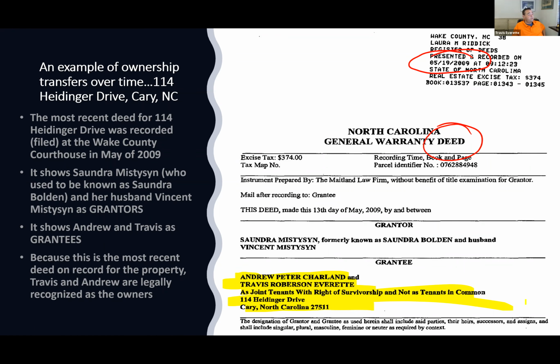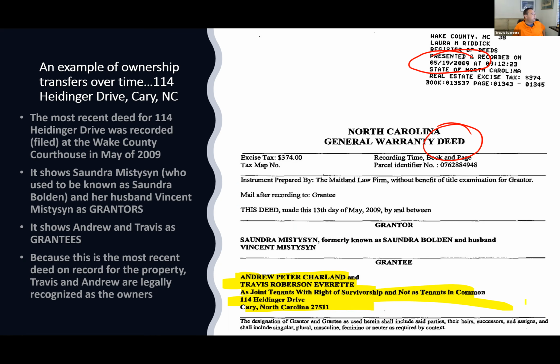Now, let me ask you a question. Who was claiming ownership before Andrew and Travis? Sandra and Vincent. Sandra Mistison, who was formerly known as Sandra Bolden, and her husband, Vincent Mistison, were the ones claiming ownership before that. And they gave up their ownership when they signed this document back in 2009. On May 13th, specifically, of 2009, they gave up their ownership and gave it over to Travis and Andrew.